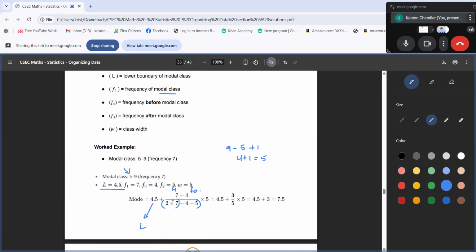Right? 2 times that minus 4 minus 5. So we're looking at 14 minus 9, and that's giving us this value of 5 here. We're going to multiply that by the class width. This is why we have the width on this side here, and then we work that out. So 4.5 plus 3 over 5 by 5. We're going to get 4.5 plus 3, and that'll give us 7.5. Everybody okay with that?